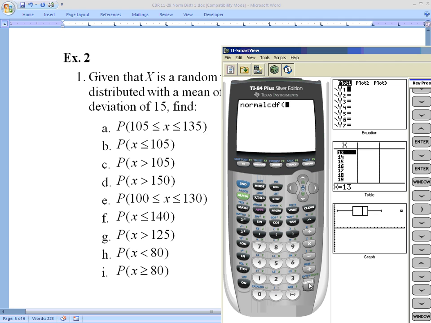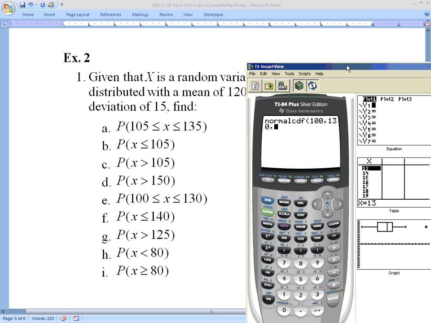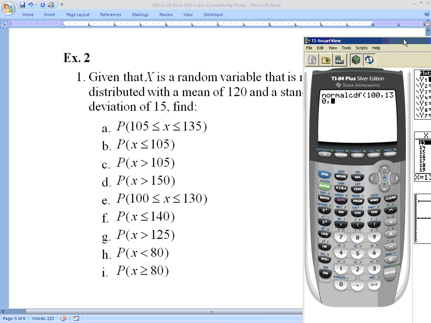Another thing to remember is the first thing we put in is our lowest value. In this case, the lowest value we have is 100. So I type 100. I separate that with a comma, which is found right above the 7. My highest value is 130. Separate it with another comma. Then we put our mean in, and the mean we were told was 120.